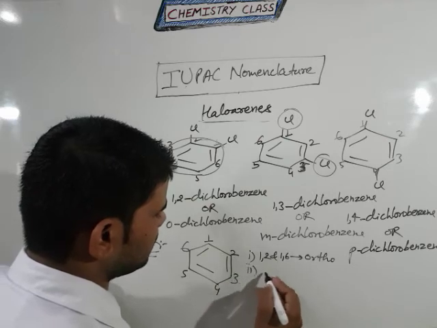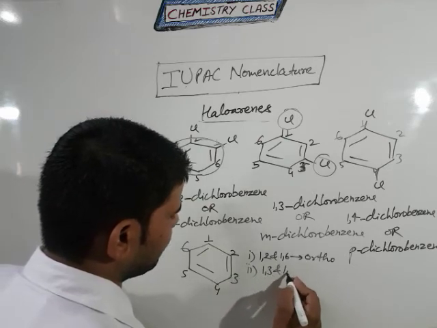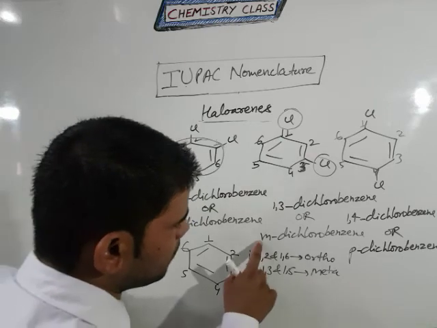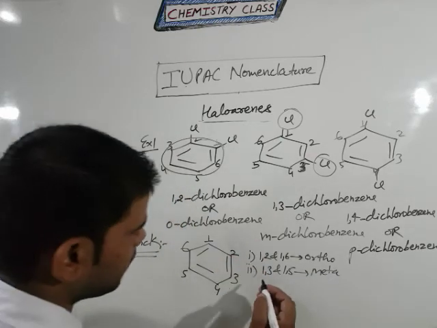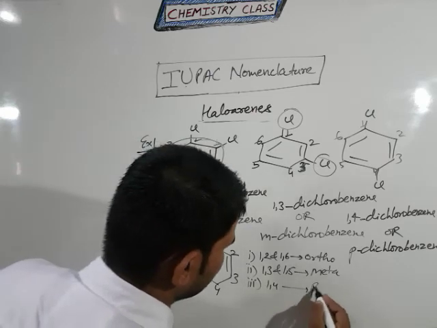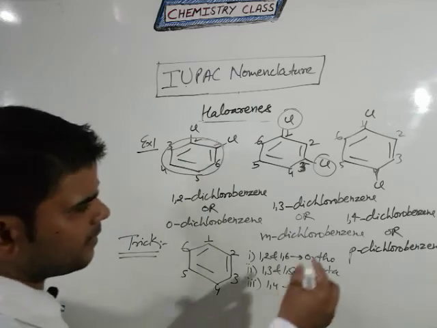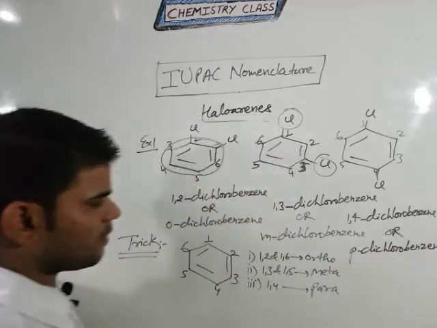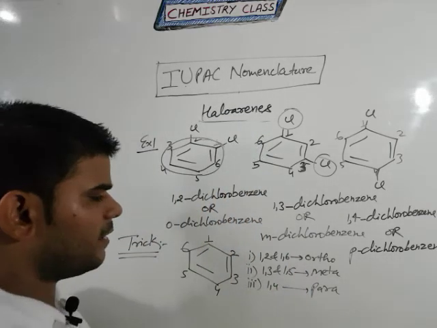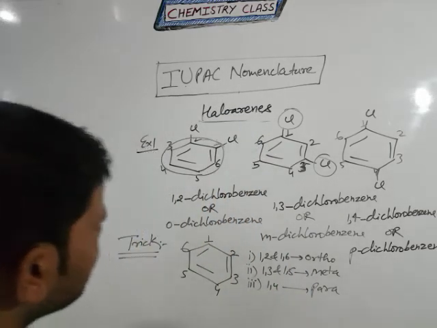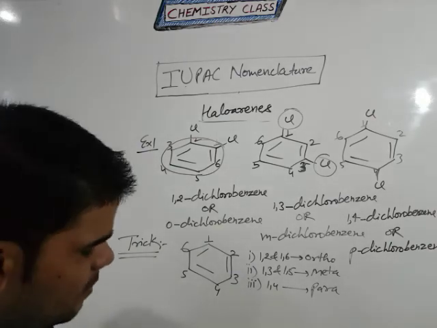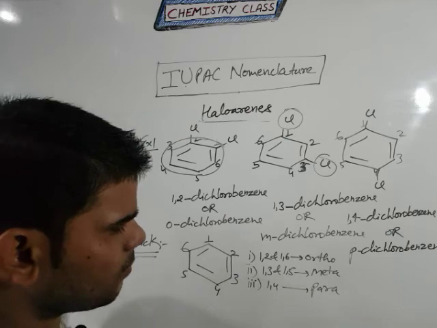And the second one is 1, 3 and 1, 5 position is known as meta position. That means you simply write M dash. And the third one is 1, 4 position is known as para position. That means P dash. Clear? So these are the positions known as ortho, meta and para position in the benzene ring. Clear? So you remember all the tricks of the ortho, meta and para.